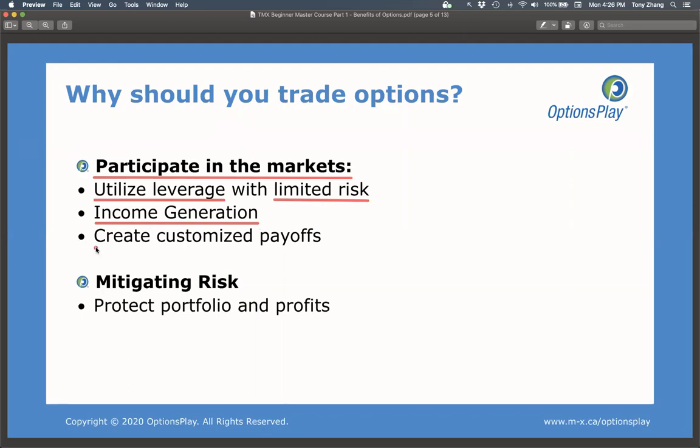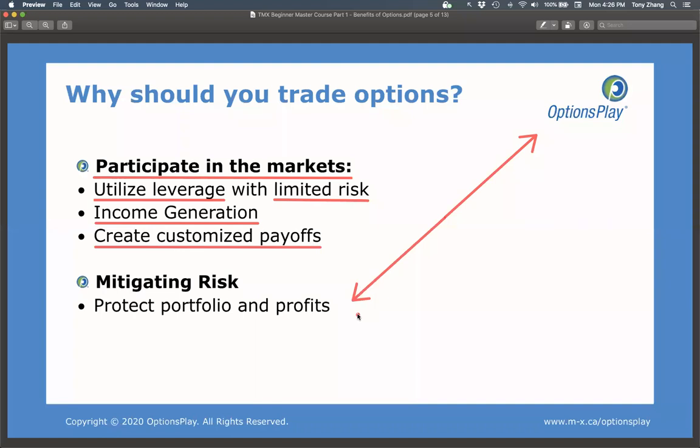And lastly, most importantly, is to create customized payoffs. The reason I say this is that as a stock investor, all of you that answered yes, you're familiar with a stock trade that either goes this way or goes this way, meaning it's a very straightforward payoff graph. If the stock goes higher, you make money. If the stock goes lower, you lose money. And you really can only trade in one direction in stocks that you think are going to move higher.